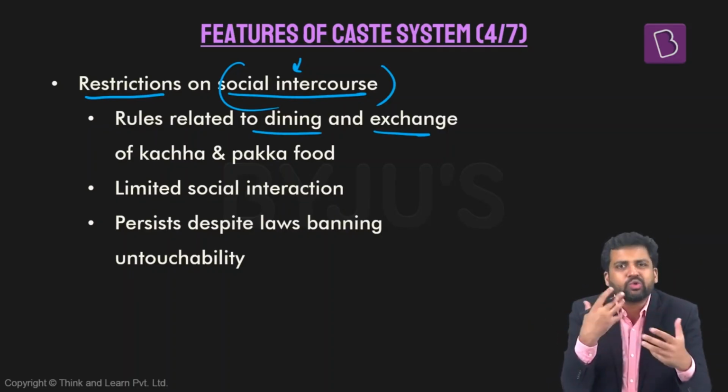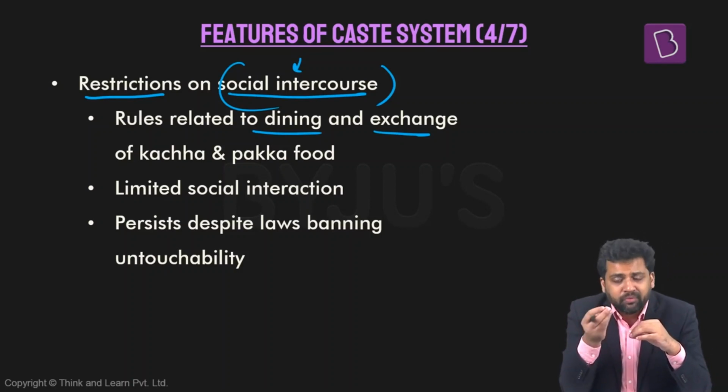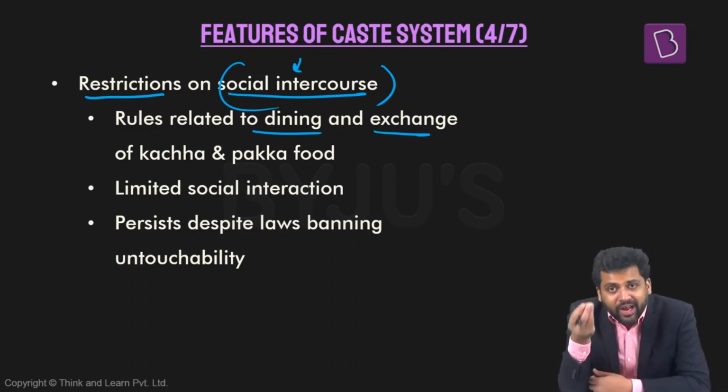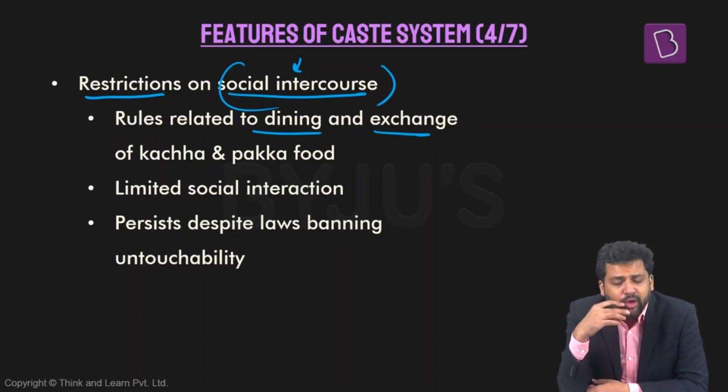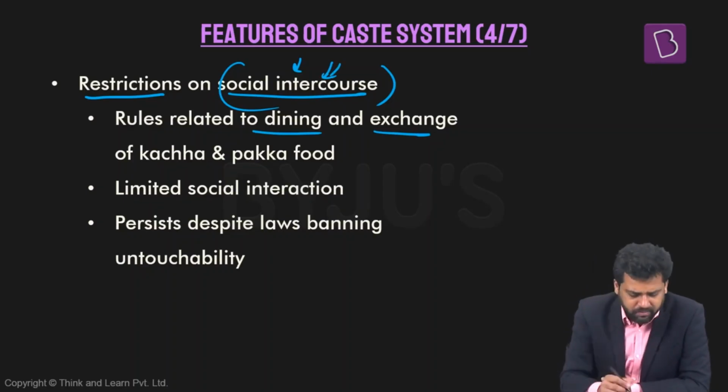This is one example. Apart from that, when it comes to exchanging of food, there are also different kinds of restrictions. Whether the upper caste members will take food from the lower caste members or not. If they will take, what kind of food they can take. They cannot take all kinds of food from members who are considered to be lower caste. So multiple kinds of rules and regulations are there when it comes to social intercourse. So it leads to limited social interaction.